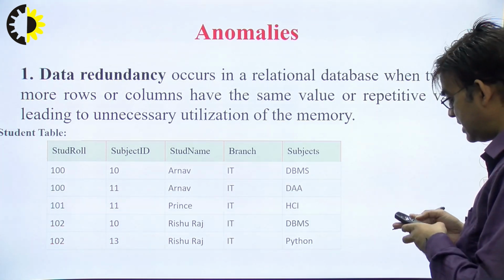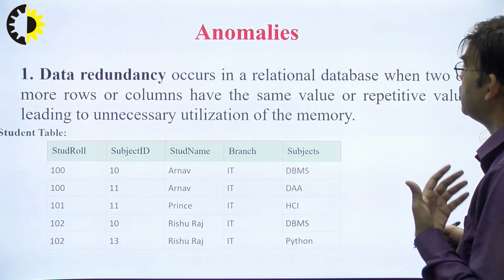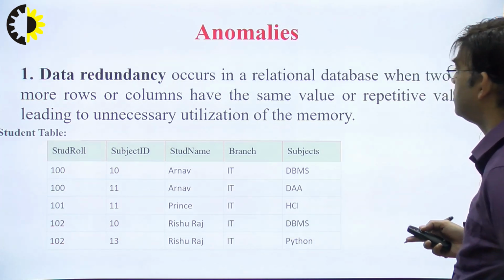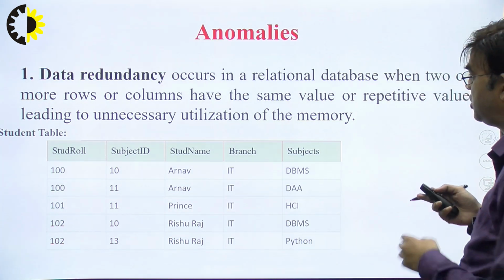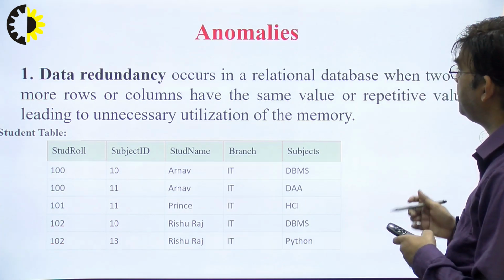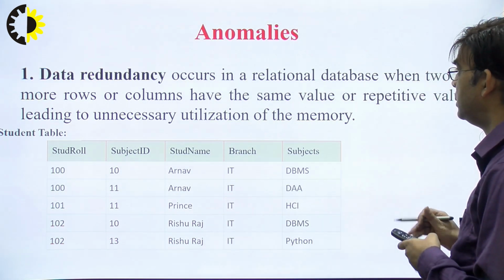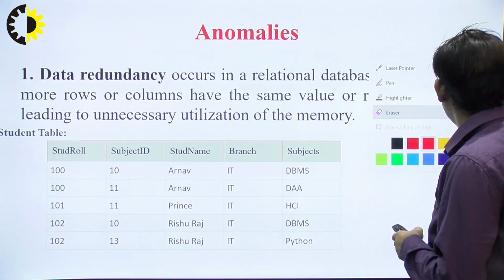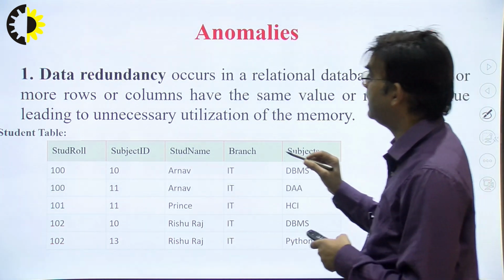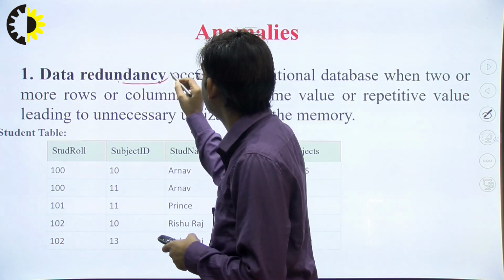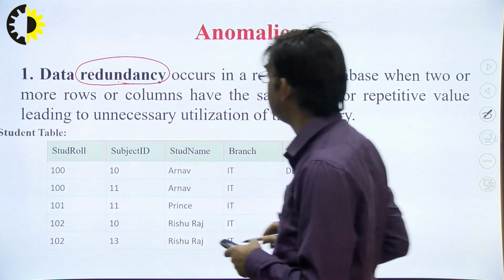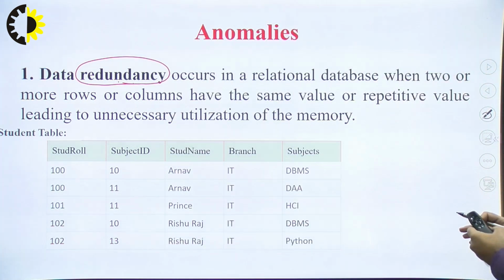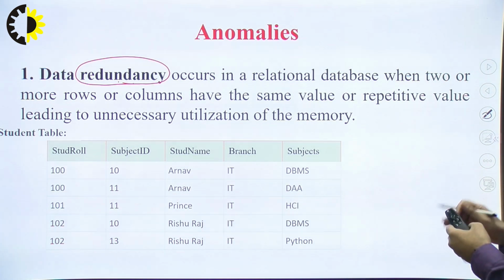First, there are some anomalies. Due to these anomalies, our database is not so good, not so efficient. That's why we have to reduce all these anomalies. What are these anomalies? We have to discuss. The first anomaly is data redundancy. Due to data redundancy, there might be some values that may repeat.